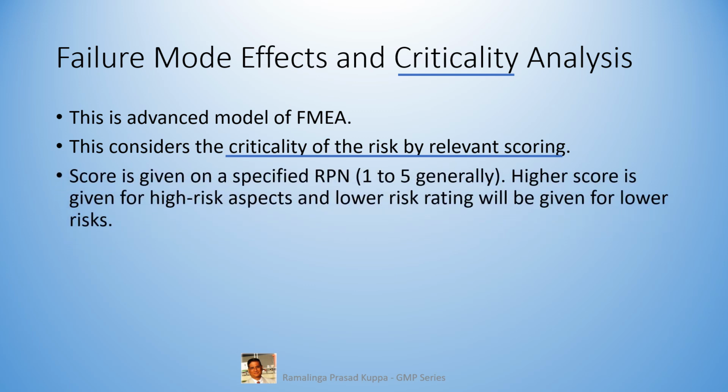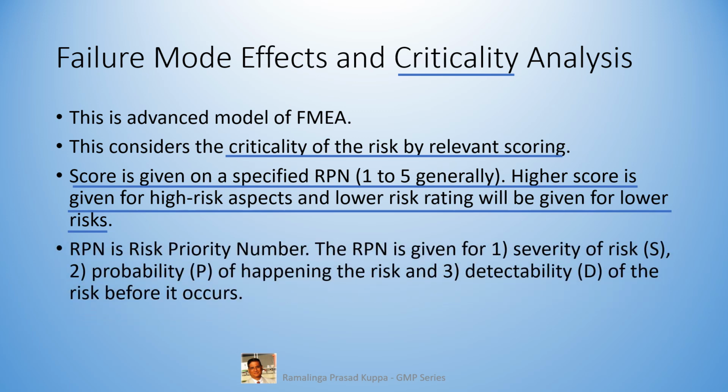Score is given on a specified RPN, generally on a 1 to 5 scale. A higher score is given for high risk aspects and a lower rating is given for lower risk. RPN is the risk priority number.